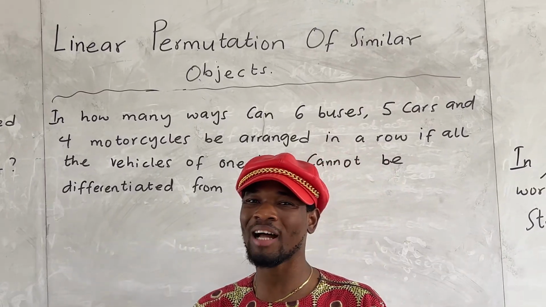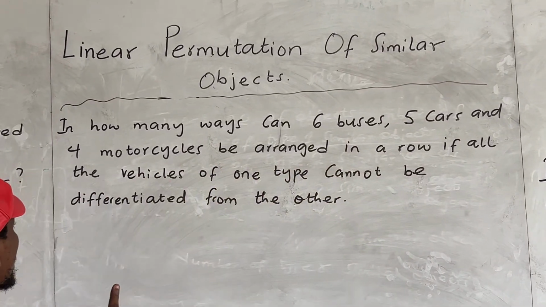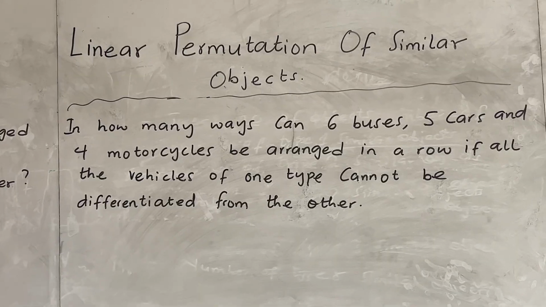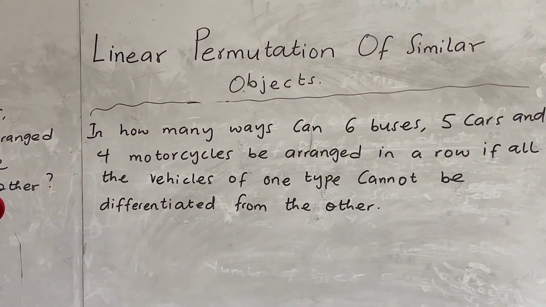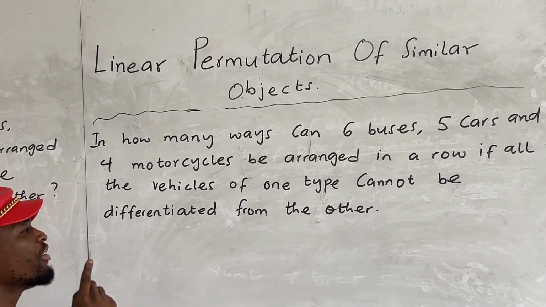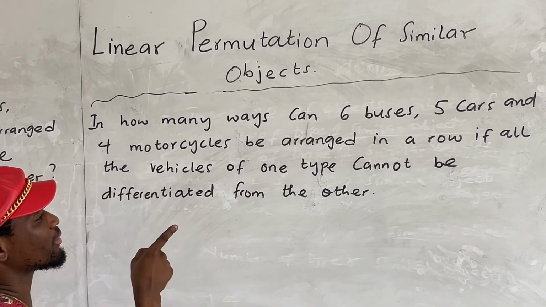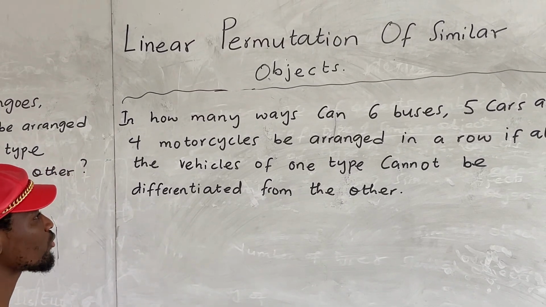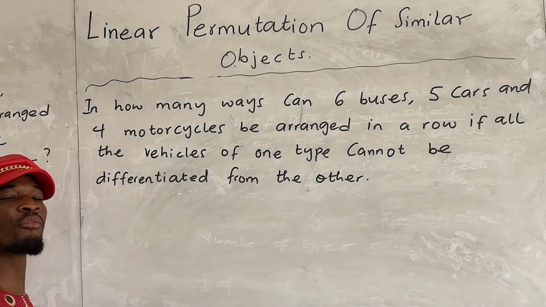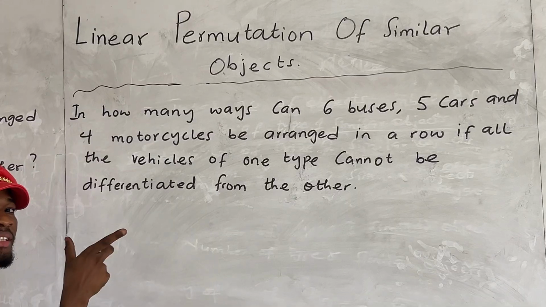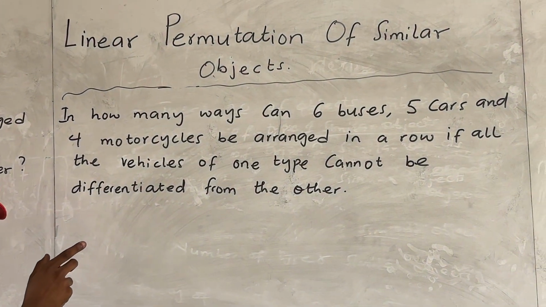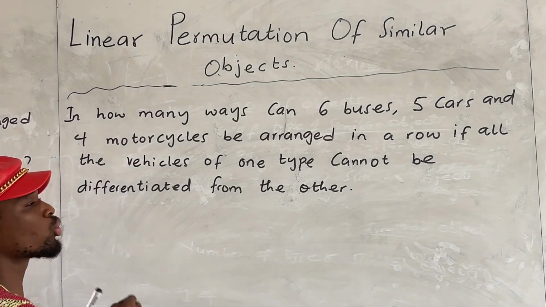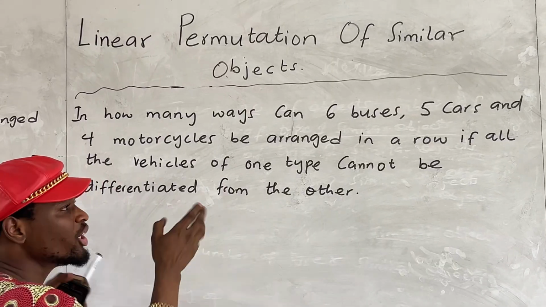We have a question on the board that reads: in how many ways can 6 buses, 5 cars, and 4 motorcycles be arranged in a row if all the vehicles of one type cannot be differentiated from the other? This is very simple, right? First of all, we are supposed to look out for the total number of objects. We have buses, cars, and motorcycles. Let's look out for the total number of items into consideration.